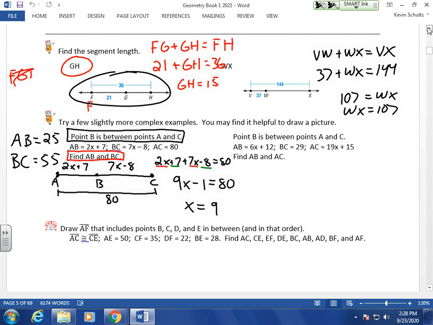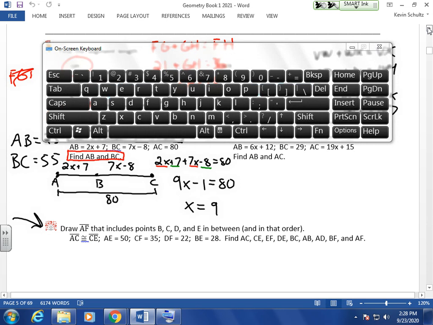The bottom one, the brain buster, which is homework. It's not an excuse to not do it because it was hard. But draw segment AF that includes points B, C, D, and E in between and in that order. Okay. Now, I'll draw segment AF here, and I want to make it fairly lengthy, because I'm going to have a lot of points between here.